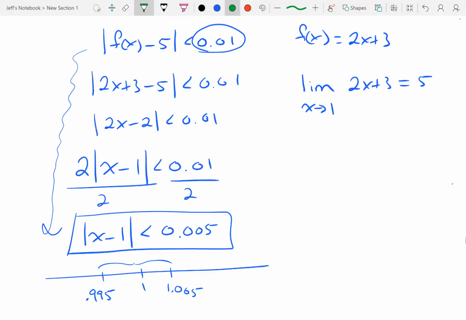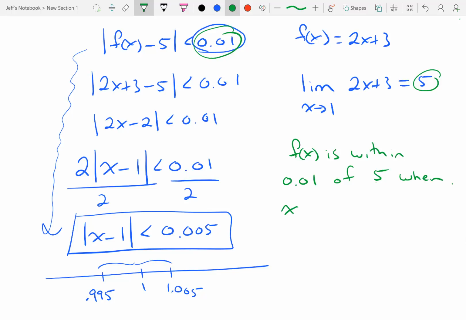So what I can say is that f of x is within 0.01 of 5. So again, 0.01 is your tolerance and 5 is the value of the limit, when x is within 0.005. This is a tolerance that I got from your tolerance, of x equal to 1, and x equal to 1 is the value that the limit was approaching.